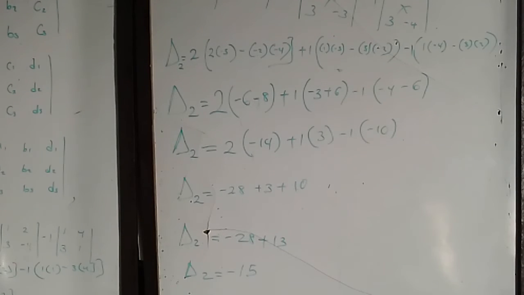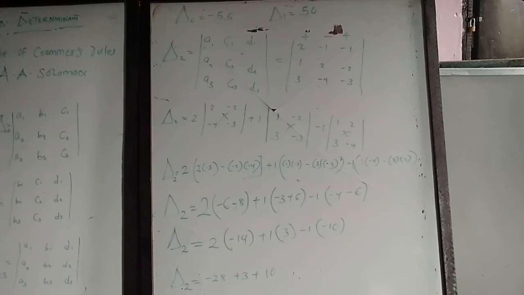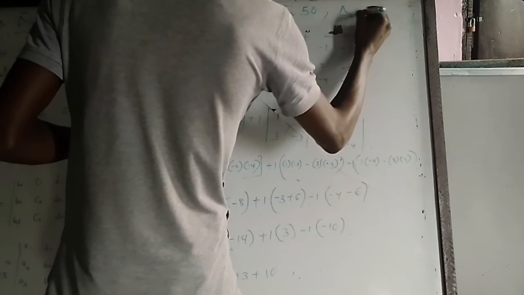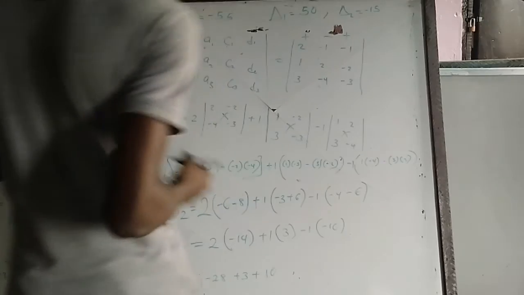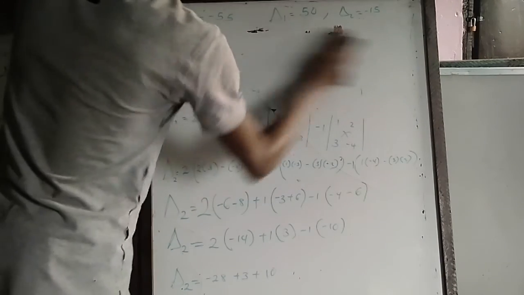So let's write it up. Our D2 is what? Our D2 is the same thing as minus 15. So let's continue. Let's go for D3.